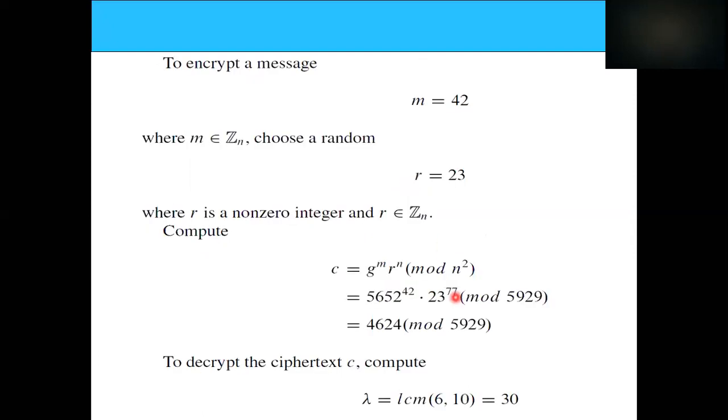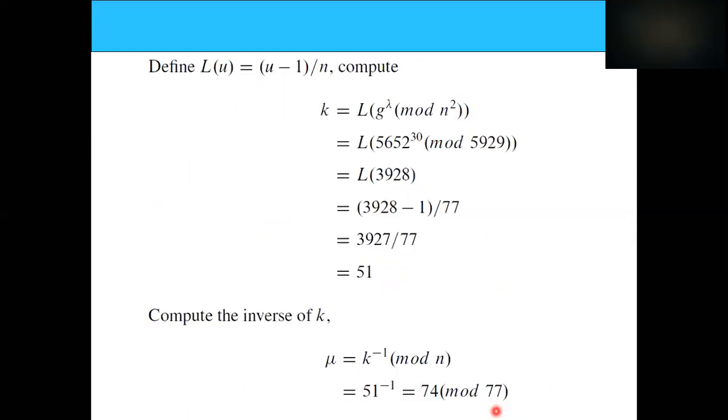So ultimately, you will have to calculate the LCM of P minus 1 and Q minus 1. P is 7, so P minus 1 is 6, and Q is 11, so Q minus 1 is 10. So you'll have to take the LCM of 10 and 6, which is 30. And if you apply L on U, you will get U minus 1 divided by N.